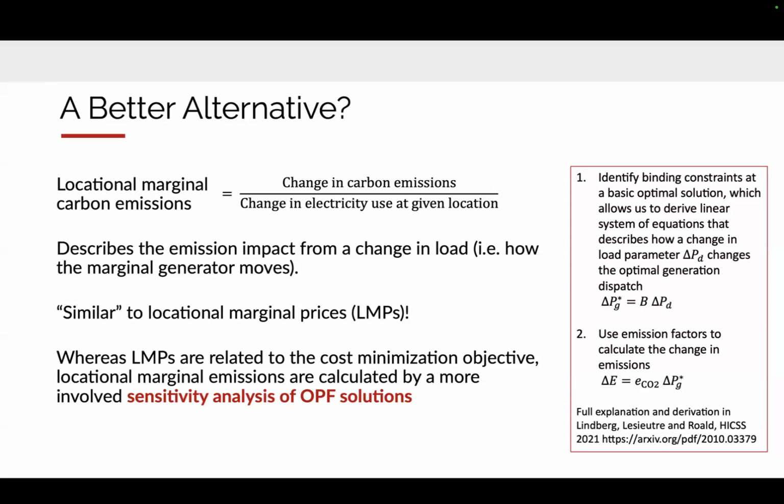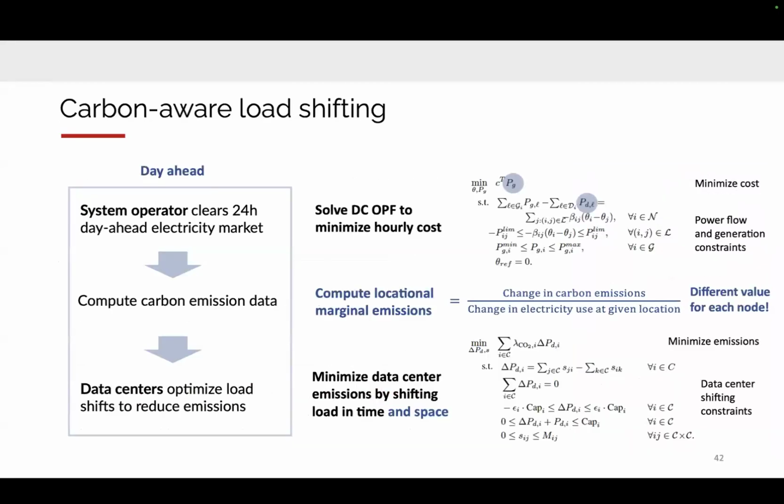And once you know how the optimal generation dispatch would change, you can look at how the change in emissions would be. And so that is the next question: sure, let's say this is the metric you're using, what does that mean for our load shifting? So essentially, we do exactly the same thing as we did before, except now this metric is going to be spatially resolved. So we have a different value for each node, which also means that it's more interesting to do spatial load shifting. But otherwise the process is the same.